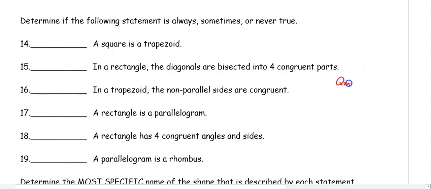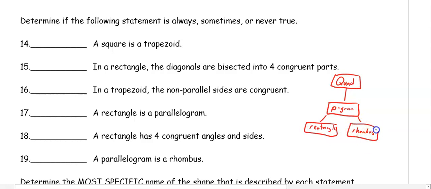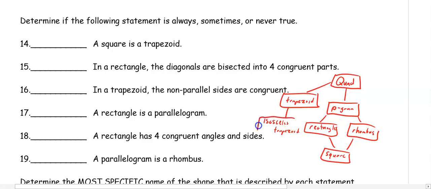So remember, on the top of our family tree, we have quadrilaterals. Those go down to parallelograms, which split to a rectangle and a rhombus, which come back together for squares. Remember, with our quadrilateral, we also have a trapezoid, and more specifically, we can get an isosceles trapezoid. On the other side, we also have a kite.